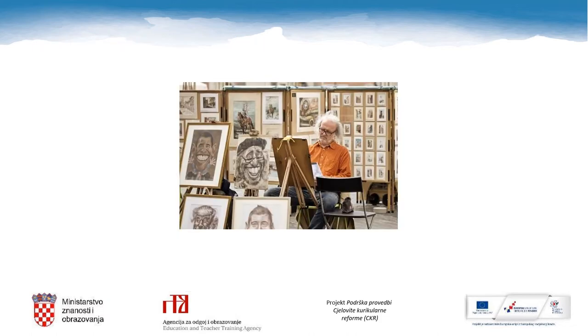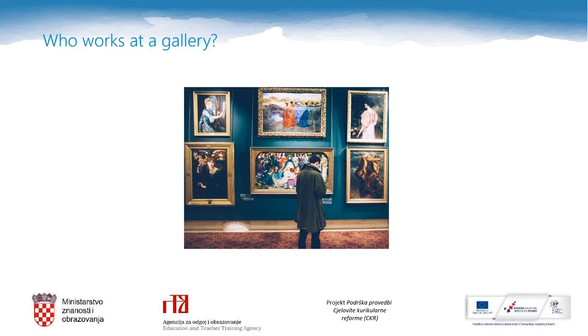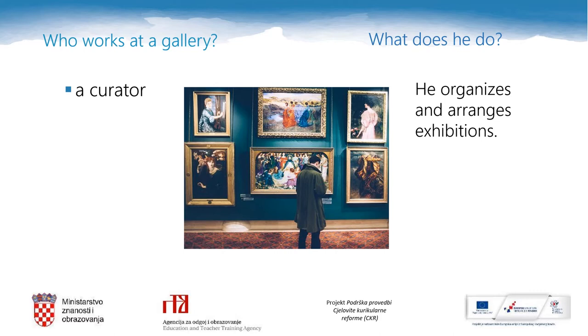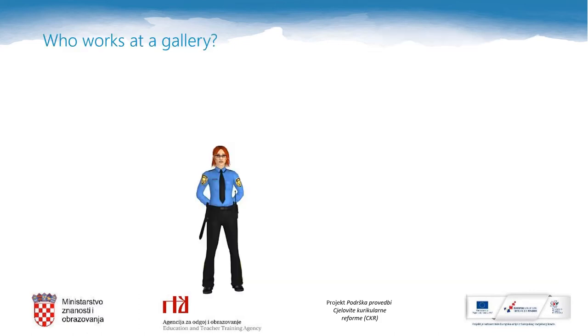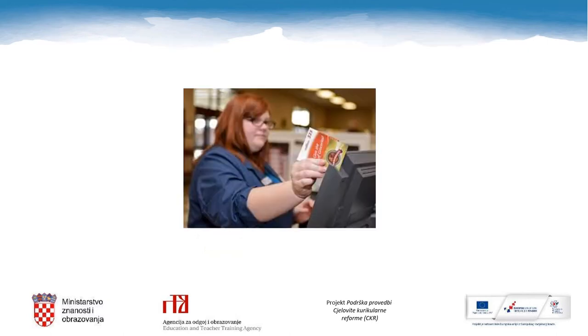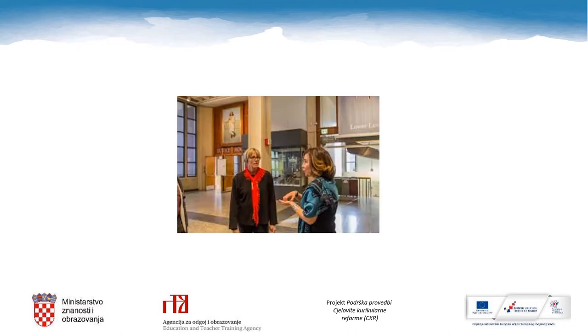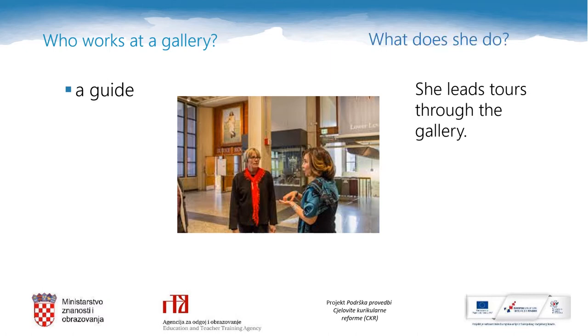So now that we know what a gallery is, let's see who works at an art gallery. A painter. And what does he do? He paints. Who else? A curator. What does he do? He organizes and arranges exhibitions. A guard, too. She protects paintings and exhibits. A cashier. She sells tickets. And also, a guide works at the gallery. She leads tours through the gallery.